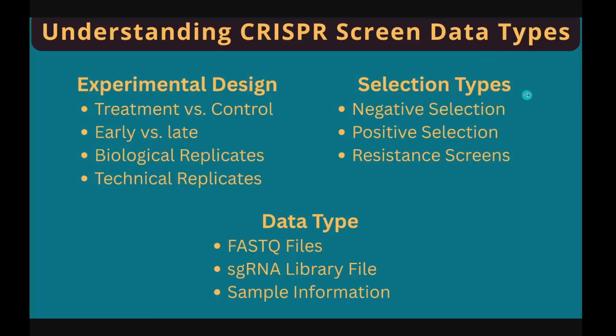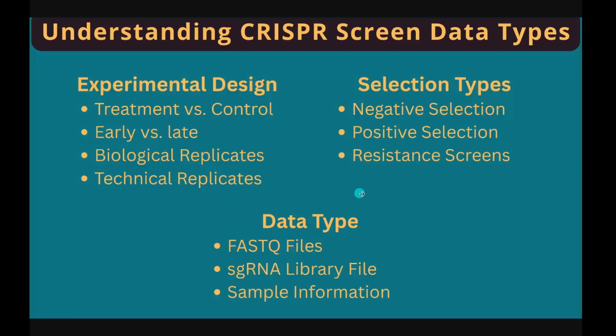The selection types can include negative selection, where genes are depleted. These genes are usually essential genes. Positive selection, where genes are enriched. These can be protective genes. And resistance screens for drug-responsive analysis.